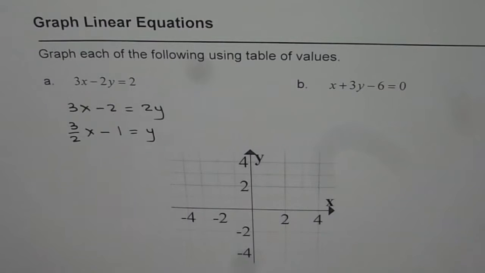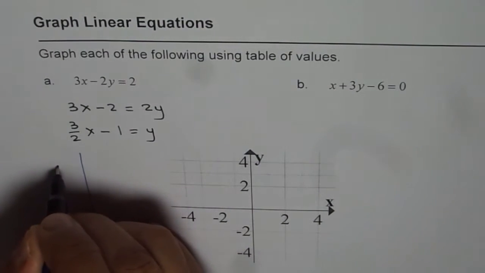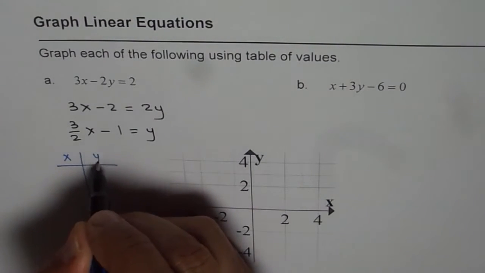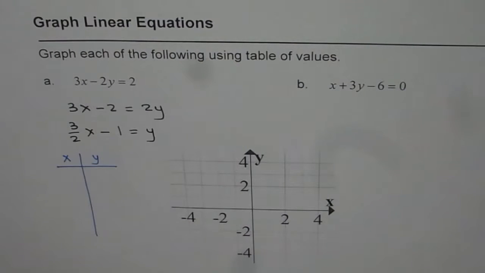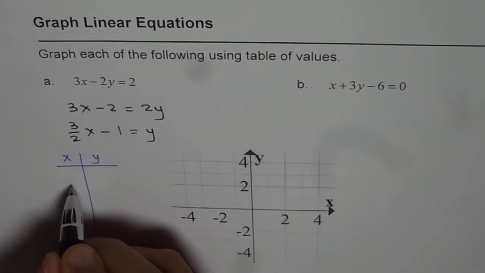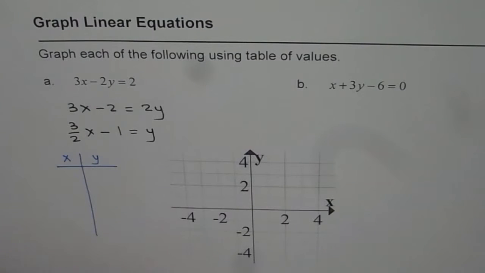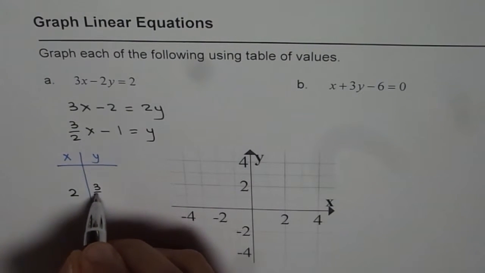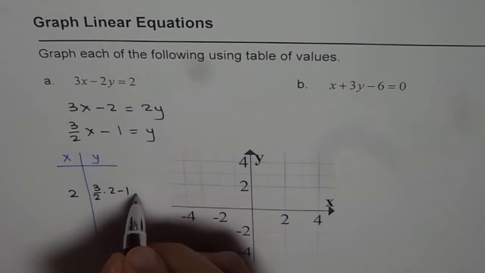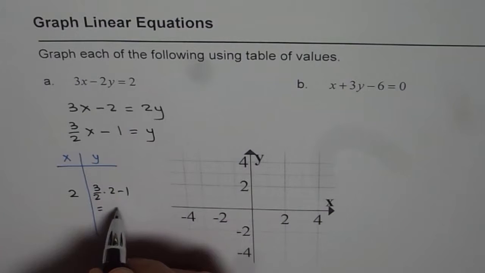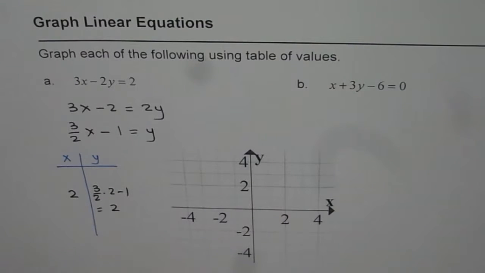Now we can make a table of values. Pick some values for x and calculate y values. In such a table, x values should be selected so that we avoid fractions. A value of 2 is a good value to select. Even minus 2 should work for us. Okay, let's start with 2 first. If x is 2, then I get 3 over 2 times 2 minus 1, and 2 and 2 get divided, you get 1. So 3 minus 1 is 2.